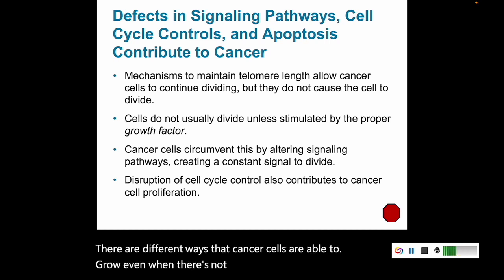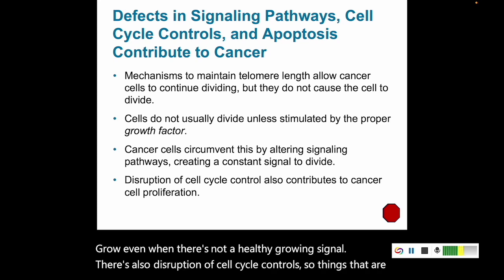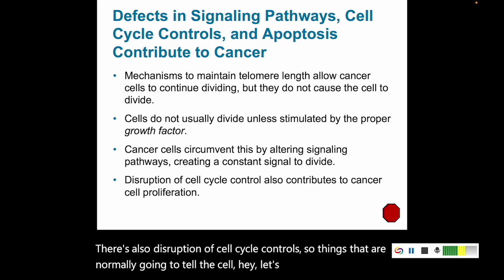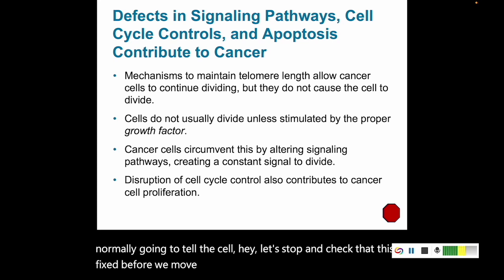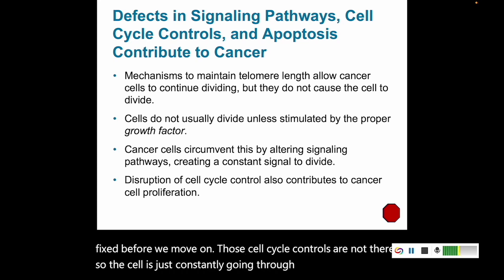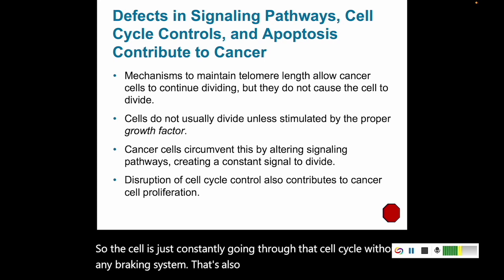growing signal. There's also disruption of cell cycle controls. So things that are normally going to tell the cell, hey, let's stop and check that this is fixed before we move on, those cell cycle controls are not there. So the cell is just constantly going through that cell cycle without any braking system. That's also going to contribute to the cancer cells proliferating.